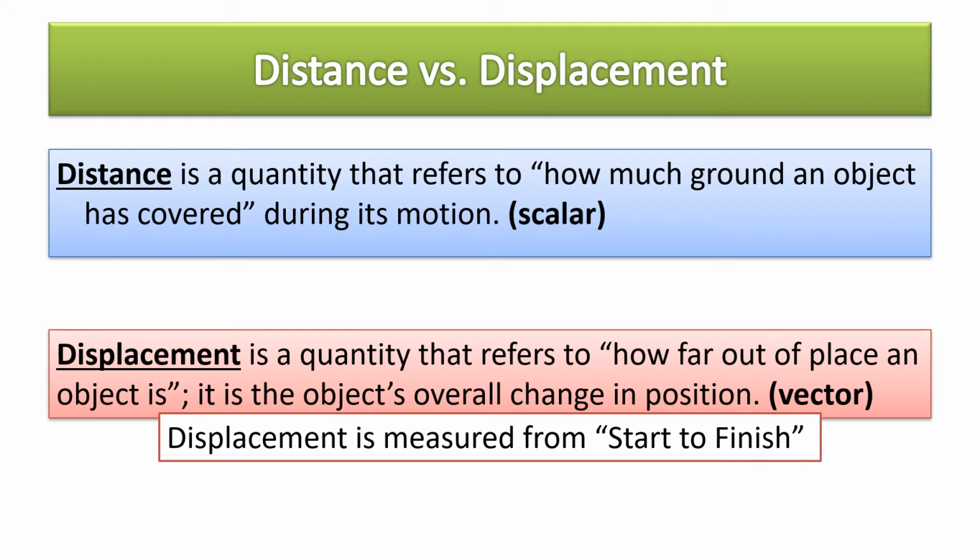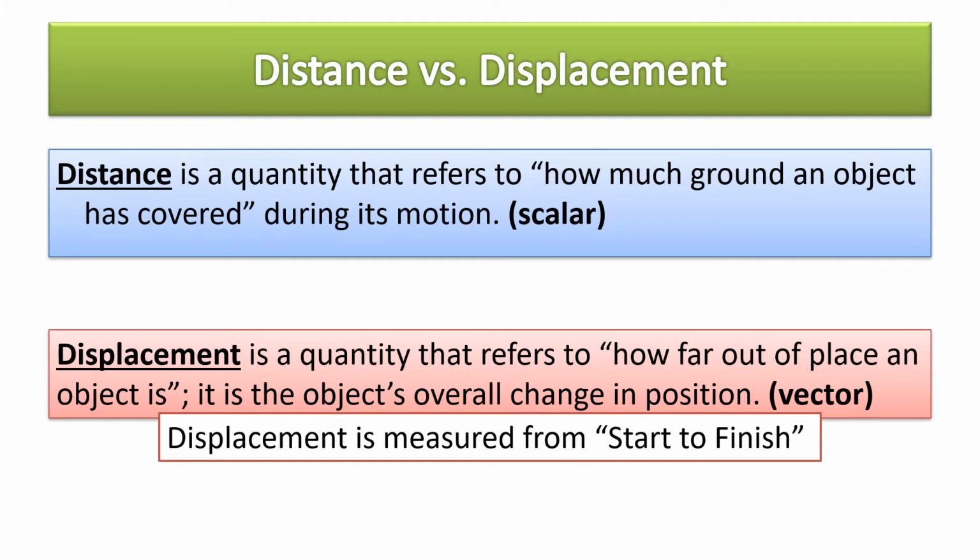Displacement is a quantity that refers to how far out of place an object is. It is the object's overall change in position, and it's a vector quantity. So in that example, our displacement was 0 miles. We didn't go anywhere. We had zero displacement because we started on the couch, we ended on the couch. It says how far out of place it is. Well, it's not far out of place at all.